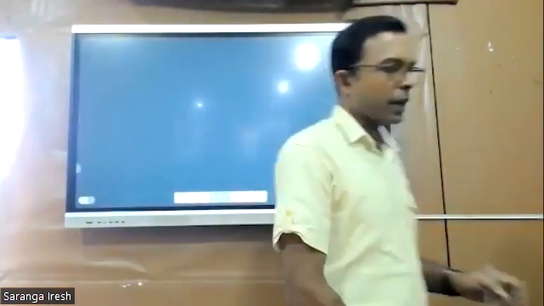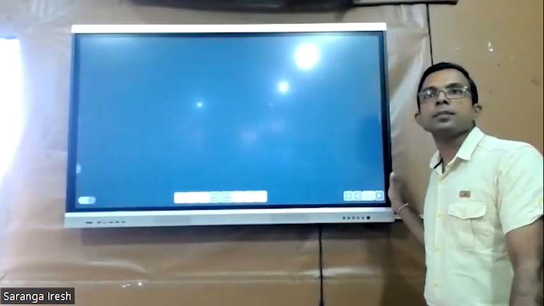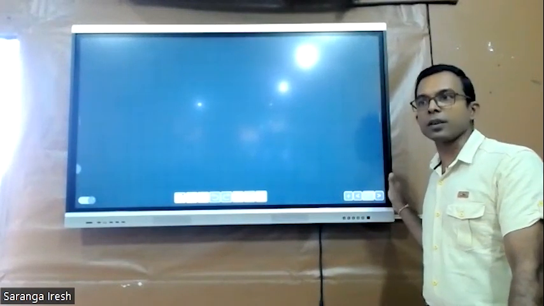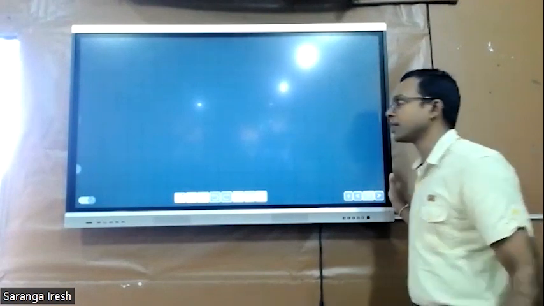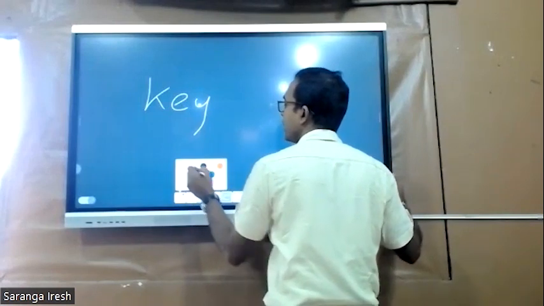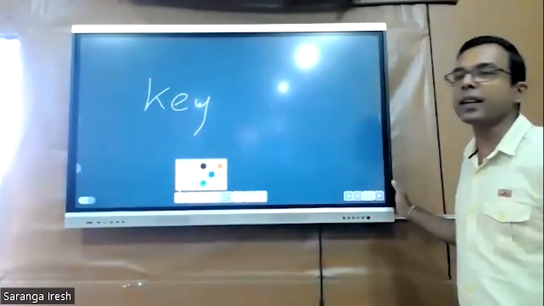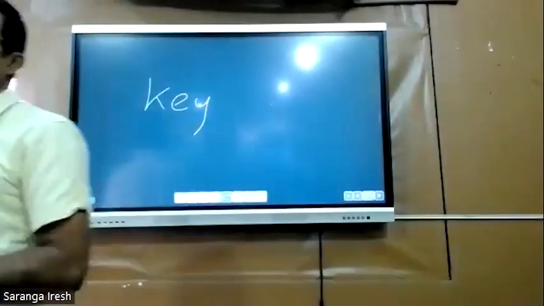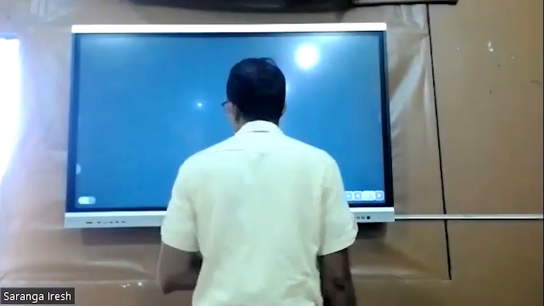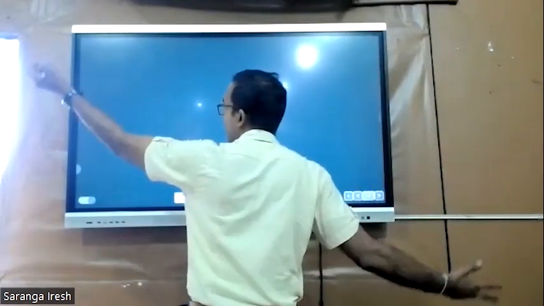Right. Today we are starting a new part of this classification, that is using a key to identify the organisms. We are going to use a key to identify the living organisms. So this key is named as a dichotomous key.